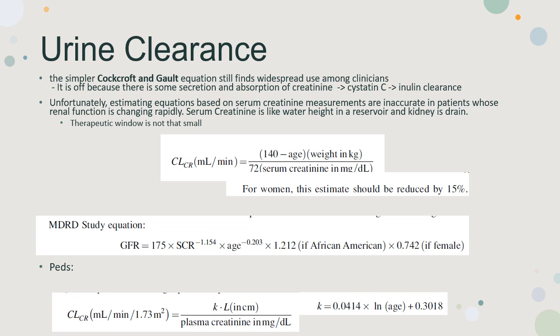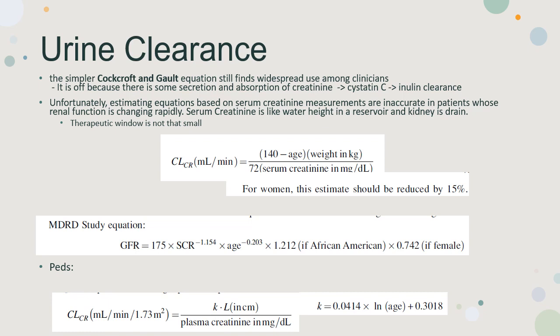There is a little bit of absorption and secretion. So some chemicals might be better, such as inulin and cystatin, but they could be more expensive. I think cystatin is naturally occurring, but inulin, I think you have to actually inject. No one actually does this, even though we talk about it all the time. But they're technically more accurate. Like I said, we just don't care.